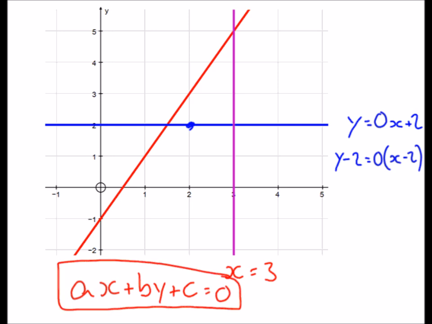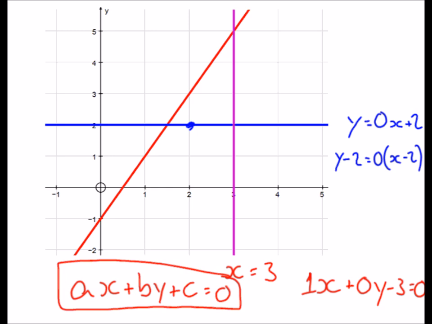And what this lets me do is write any equation of a line, no matter what the gradient is. So in this case, if a was 1, I could say 1x plus no y. Let's put in the 1 to make it nice and clear. 1x plus no y minus 3 equals 0. So this is the equation of this pink line.